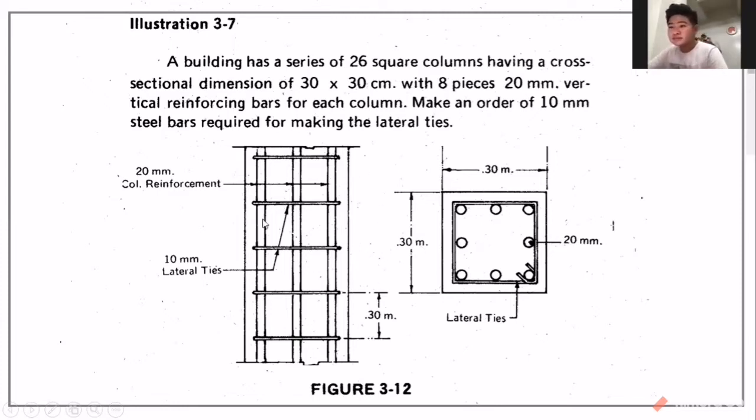So this is our column. This is our lateral ties, which is 10 millimeter. And then our column reinforcement is 20 millimeter. And then the dimension is 30 by 30 centimeter.